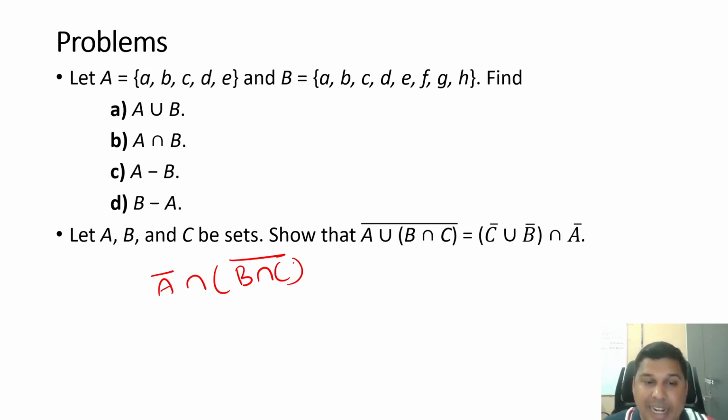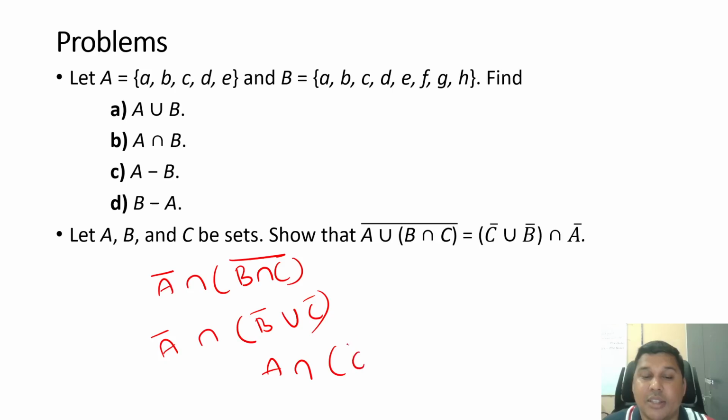Next, apply De Morgan's law again to the second part. So it becomes A bar intersection, and if you apply it here, it becomes (B complement union C complement). Next, you apply the commutative law on this second part. So this becomes A intersection (C bar union B bar).